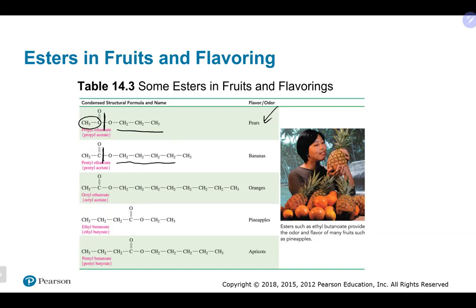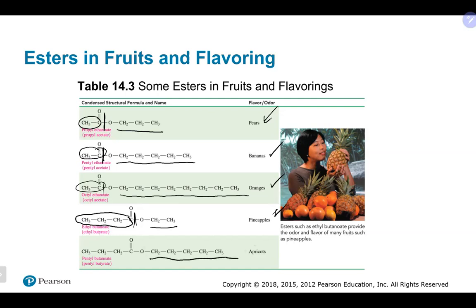We come here. We have 1, 2, 3, 4, 5, which is pentyl ethanoate. That is bananas. Here, 1, 2, 3, 4, 5, 6, 7, 8. So that's octyl, and also ethanoate is oranges. And breaking here, that is 2, which is ethyl. And then we've got a little bit more carbons on the back end here, which is 4. So that's butanoate, and that is pineapple smell. And then apricots here is 1, 2, 3, 4, 5, which is pentyl, and our carboxylic acid part, which is 4, butanoate. So pentyl butanoate gives you that sort of apricot smell.